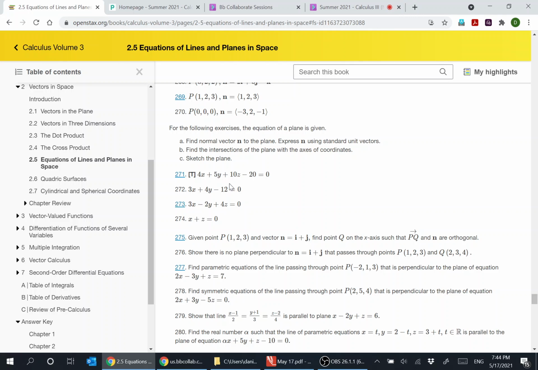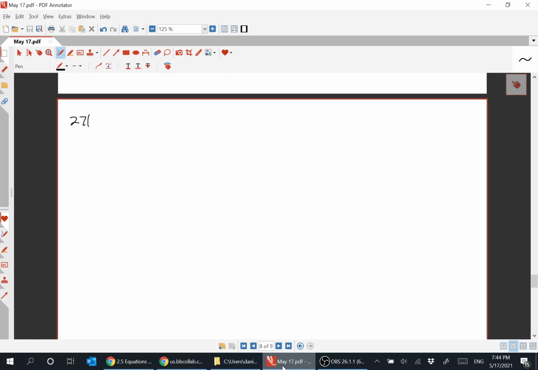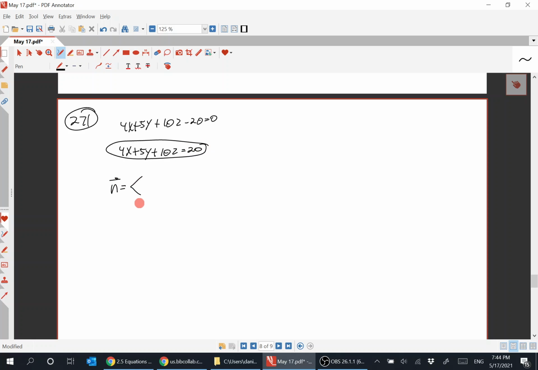So 4x plus 5y plus 10z minus 20 is 0. Typically you put the 20 over here, so it's 4x plus 5y plus 10z equals 20. That's the plane. So the normal vector is what? It's just right there, the coefficients of x, y, and z. It's 4, 5, 10.